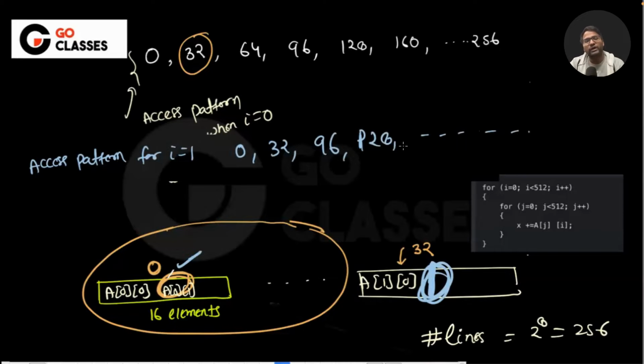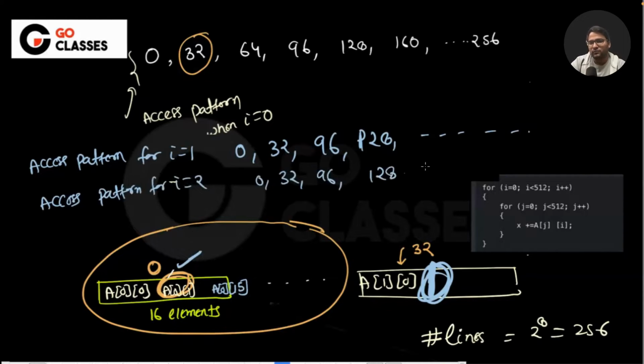For I equal to 2, will it be the same? See, this is 0, 1, then this is 0, 15, right? For I equal to 2, will it be the same? Yes. For I equal to 3, will it be the same? Yes. Till what point will this be the same? Till I equal to 15, it will be the same.